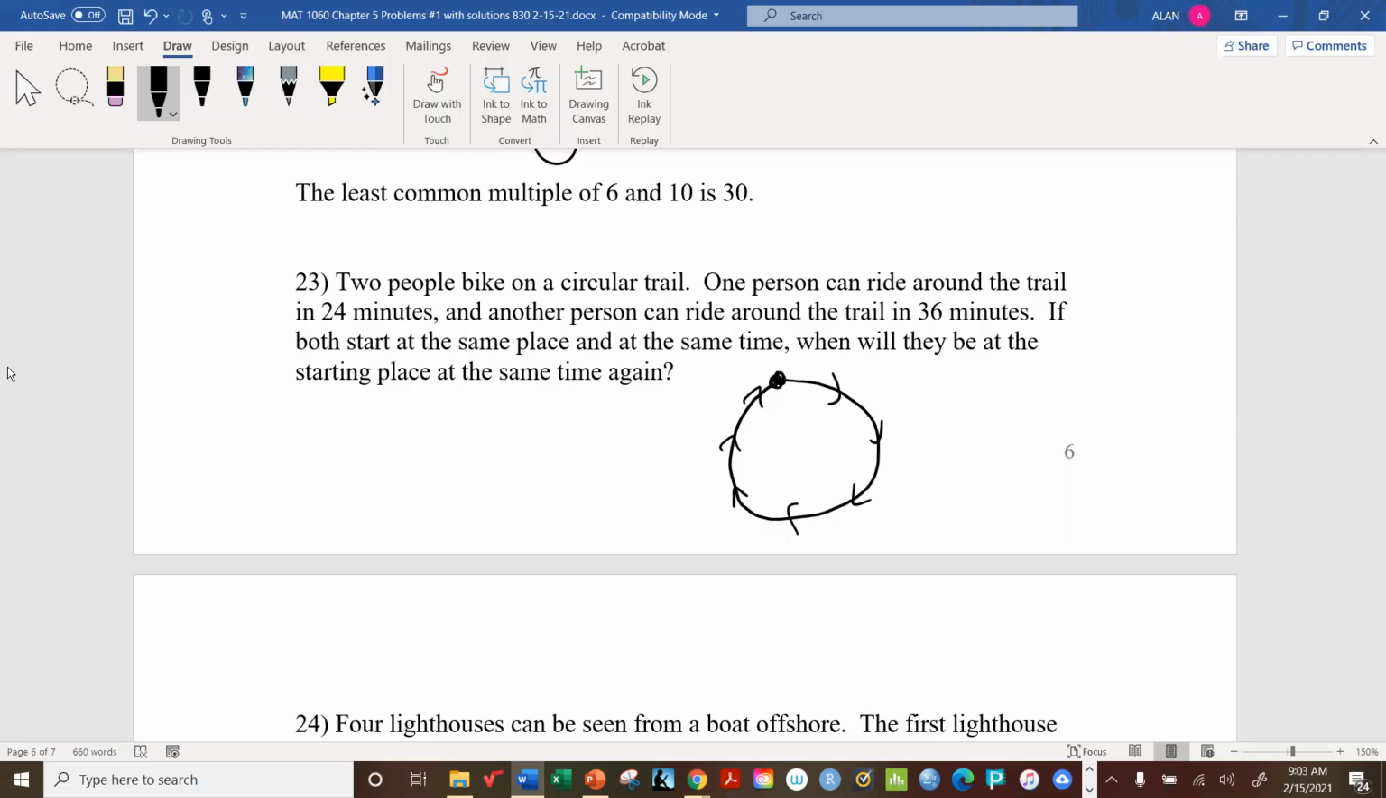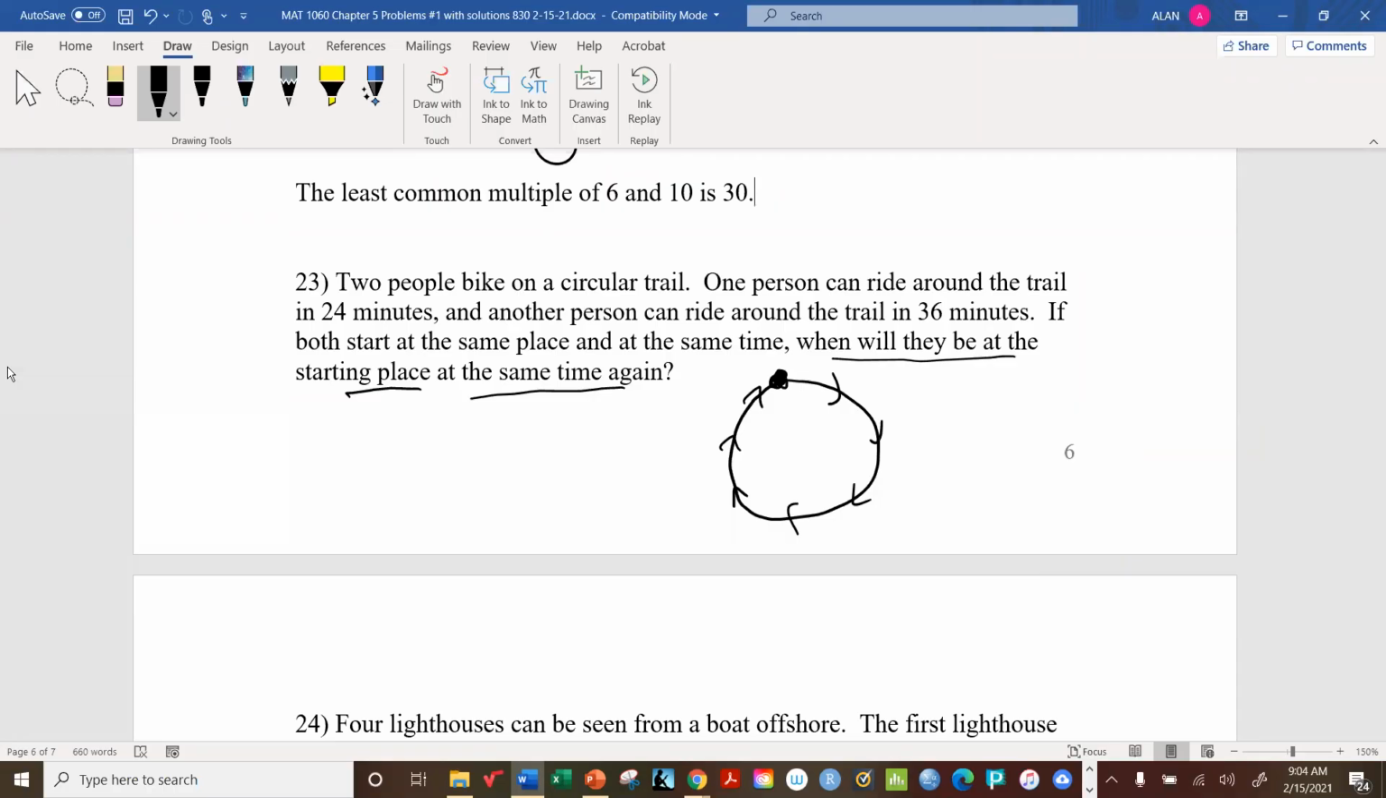Let's say they start together, but they don't ride together. When they're riding, one person will only take 24 minutes. The other will take 36. So clearly one of them is much faster than the other one. When will they be at the starting point at the same time? In other words, when will they catch up with each other? Let's say they've agreed that they will continue to bicycle until they both find themselves back at the starting point at the same time. Then they'll go to lunch.